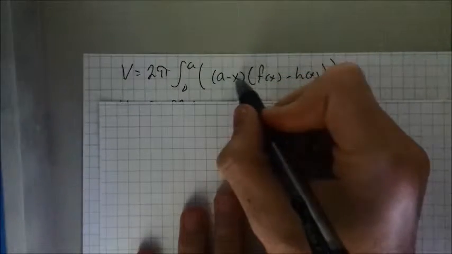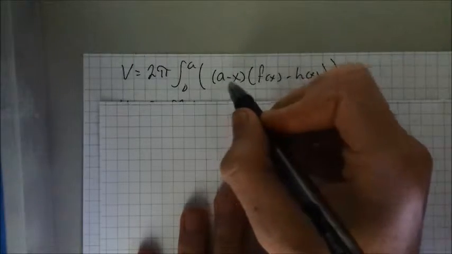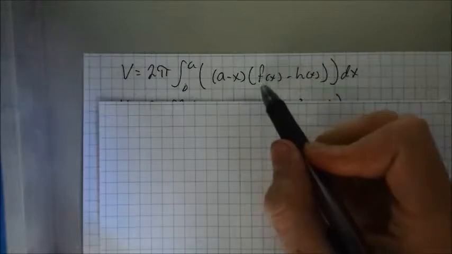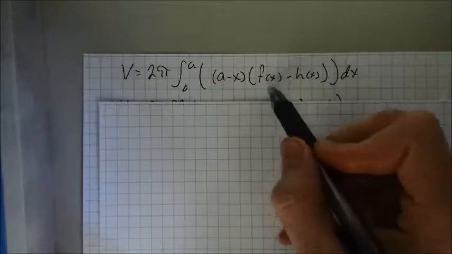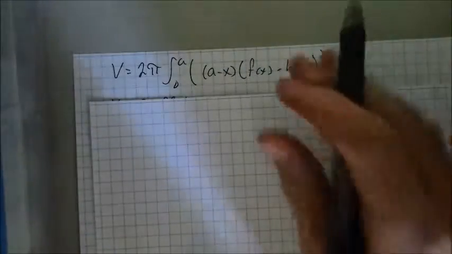then instead of just putting x, we have to put a minus x, because a is some value other than 0. And over here, because f of x is greater than h of x, we subtract it like this. And so this is the general formula.